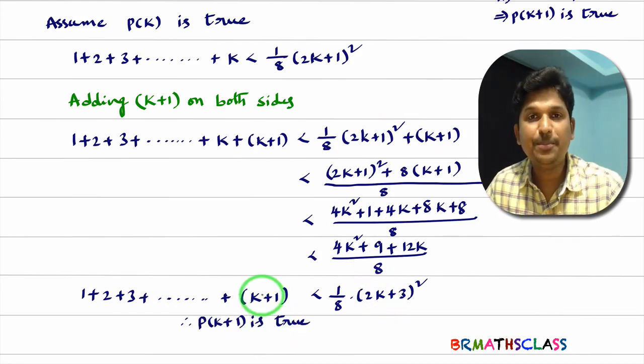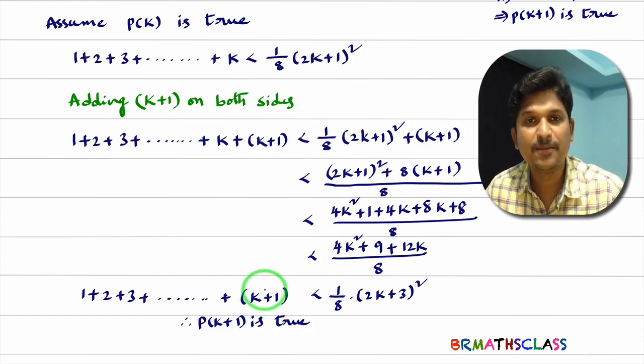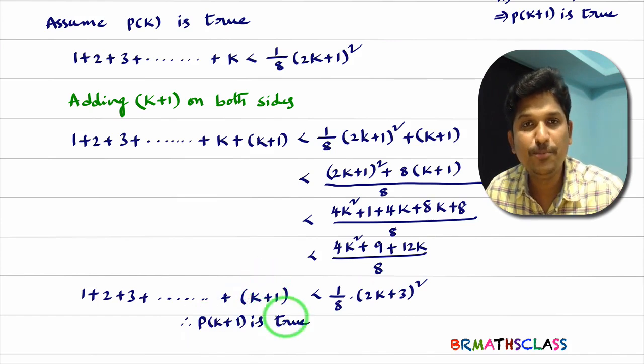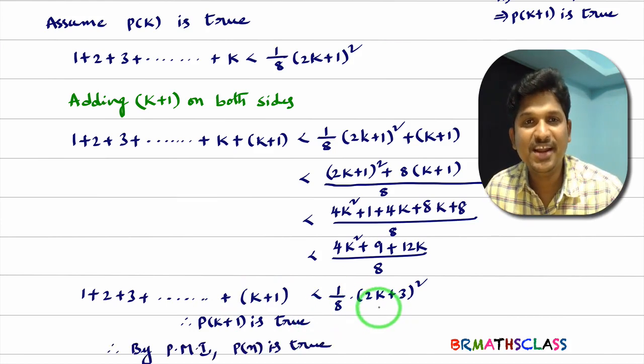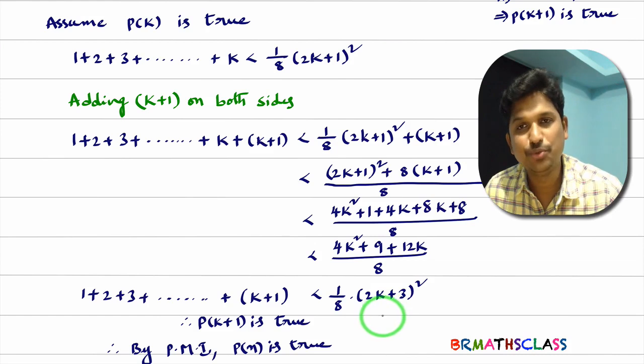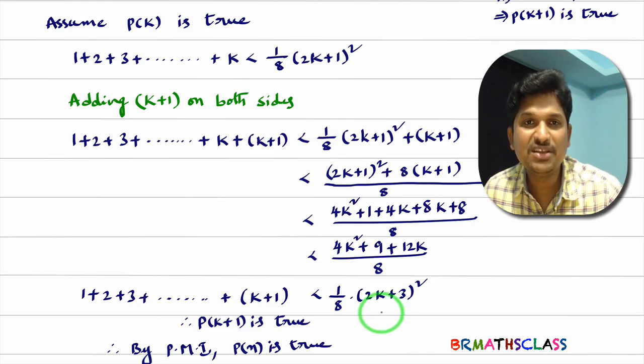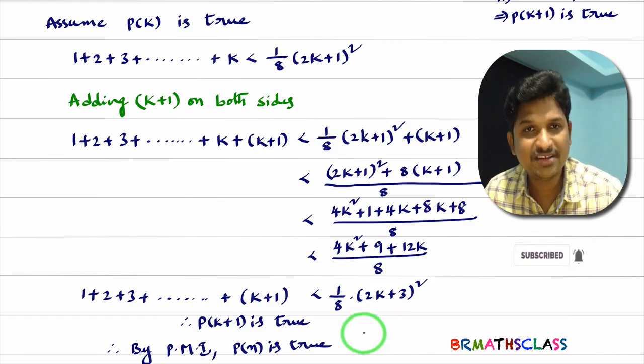So what happened? We proved two things. First, we proved p of 1 is true. Second, by assuming p of k is true, we proved that p of k plus 1 is true. Therefore, by principle of mathematical induction, p of n is true. Hence, we proved the given statement by using principle of mathematical induction. Now we will move to the next problem.